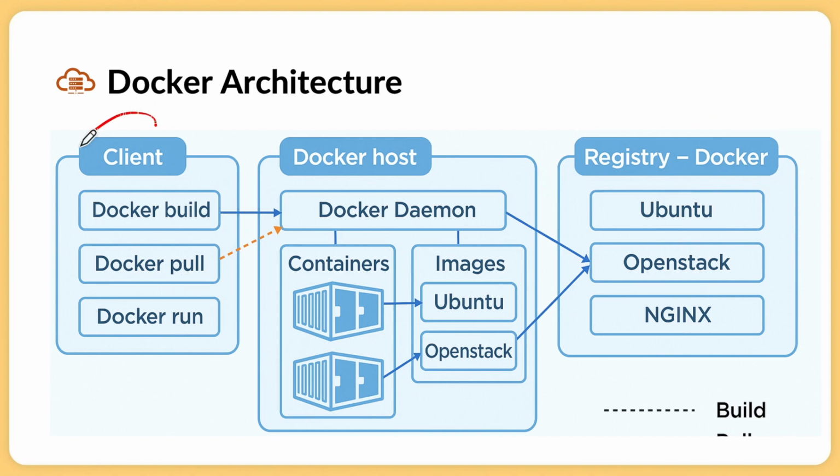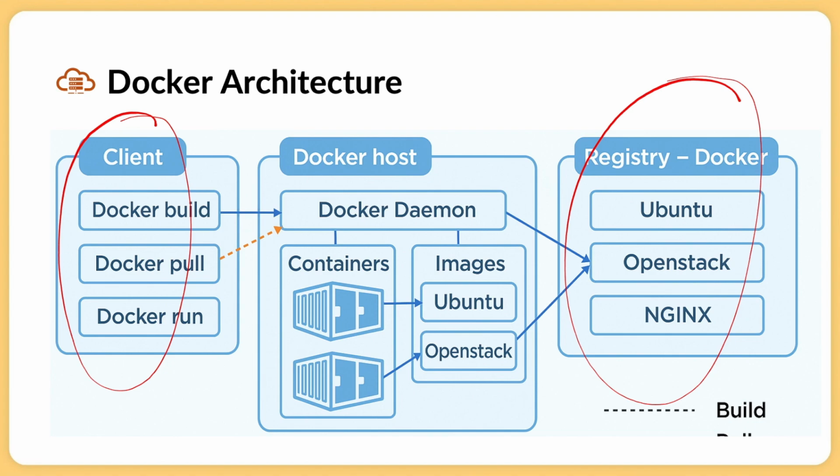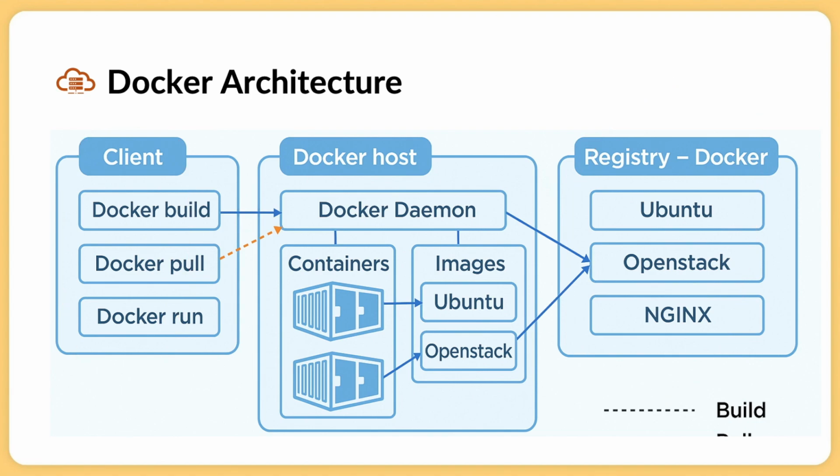Now we understood client, we understood registry. Now we have the most important component of Docker architecture, which is Docker host. So Docker host is the actual machine. It could be local or remote, where Docker engine runs and containers get created. And all this happens with the help of Docker daemon.